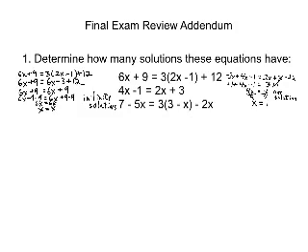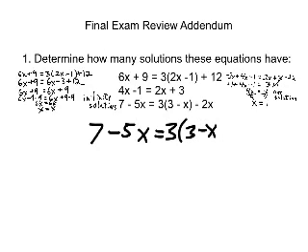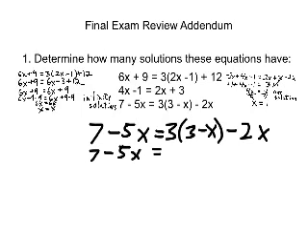So we have one left. We have 7 minus 5x equals 3 times 3 minus x, minus 2x. Okay, again, we're going to simplify the right side. The left side, nothing we can do there, so we'll just copy that down. 7 minus 5x equals, okay, now we'll do the distribution. 3 times 3 is 9. So we're going to do our distribution.